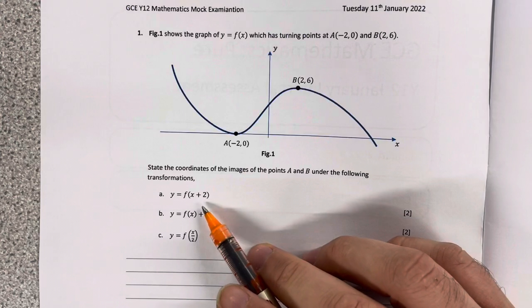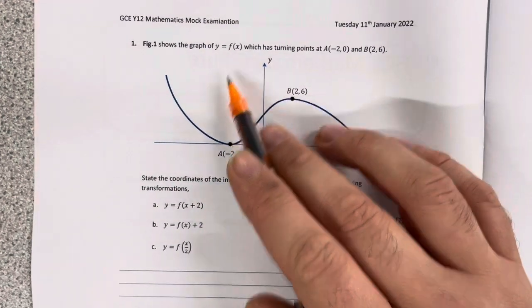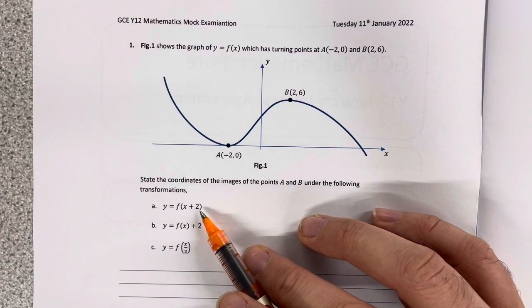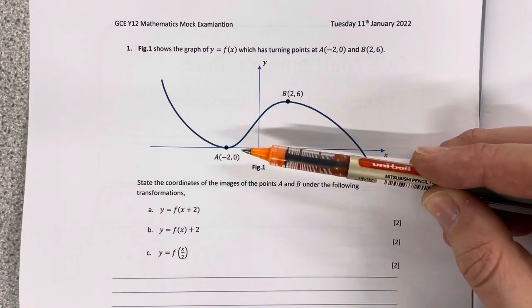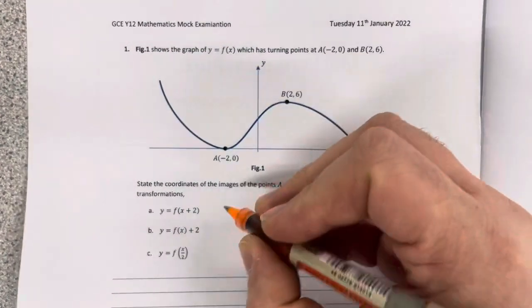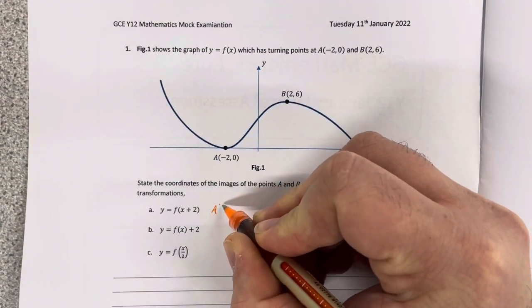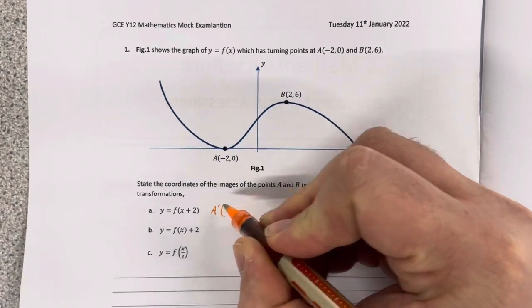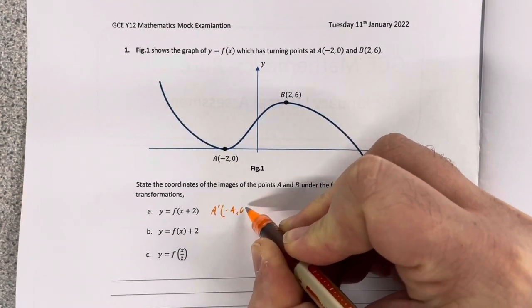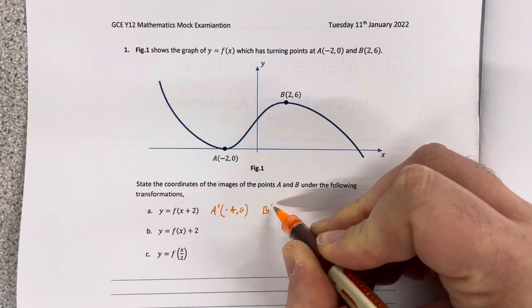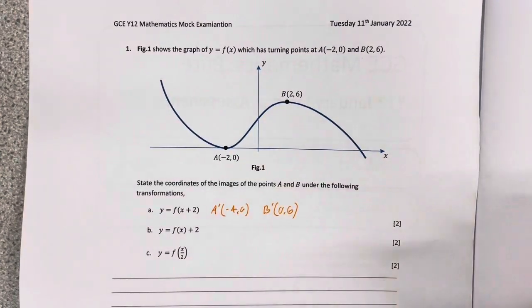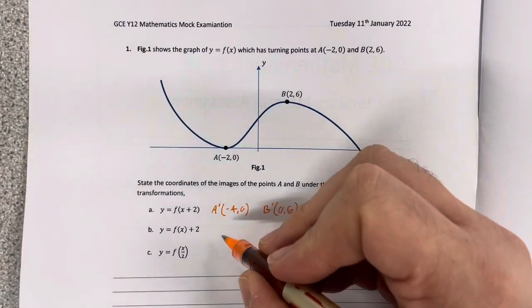So you need to link, well, what does replacing x with x plus 2 do to the curve? Well, that's going to translate the curve in the negative x direction by 2. So the point A, or the image of A, which I'm going to call A primed, is (-4, 0). And the image of B is going to be (0, 6). You get 1 mark for each correct pair of coordinates there.